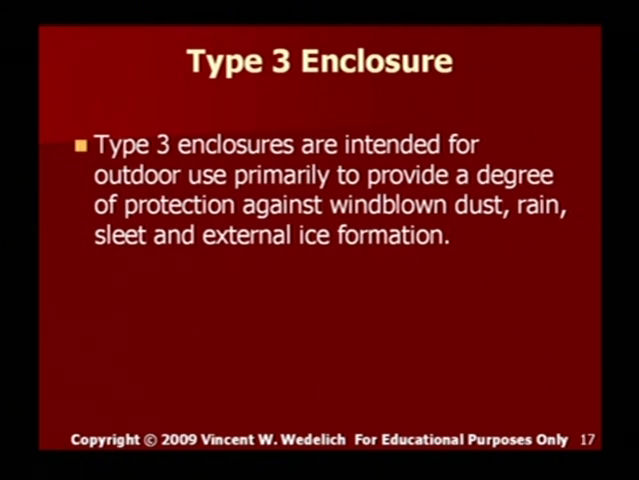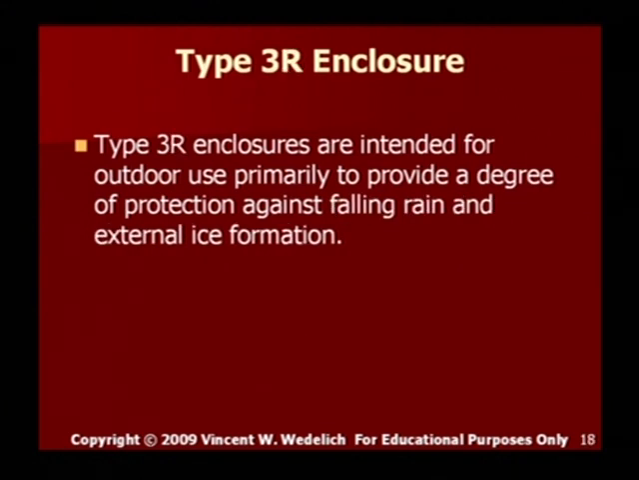A type 3 enclosure is an enclosure that is intended for outdoor use, primarily to provide a degree of protection against windblown dust, rain, sleet, and external ice formation. And there's different types of type 3 enclosures. You have type 3R and type 3S. The type 3R enclosure really protects you against falling rain and external ice formation.